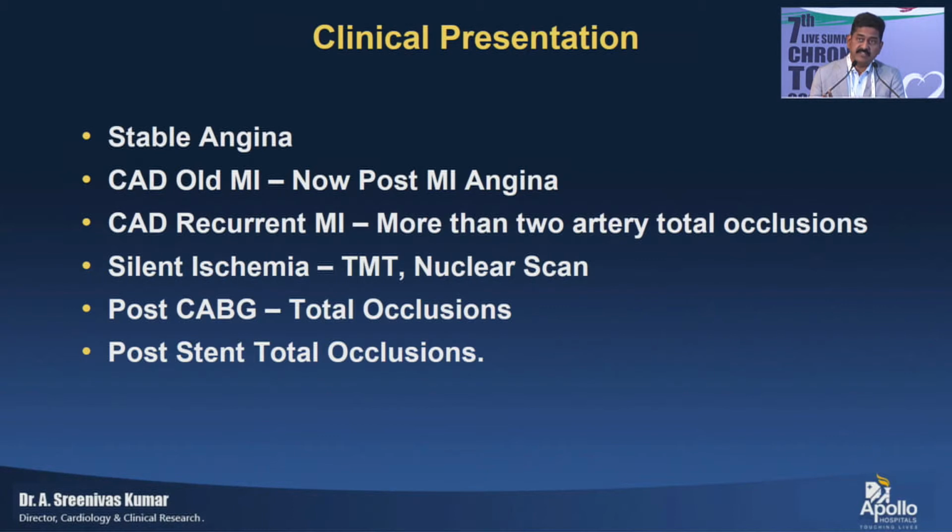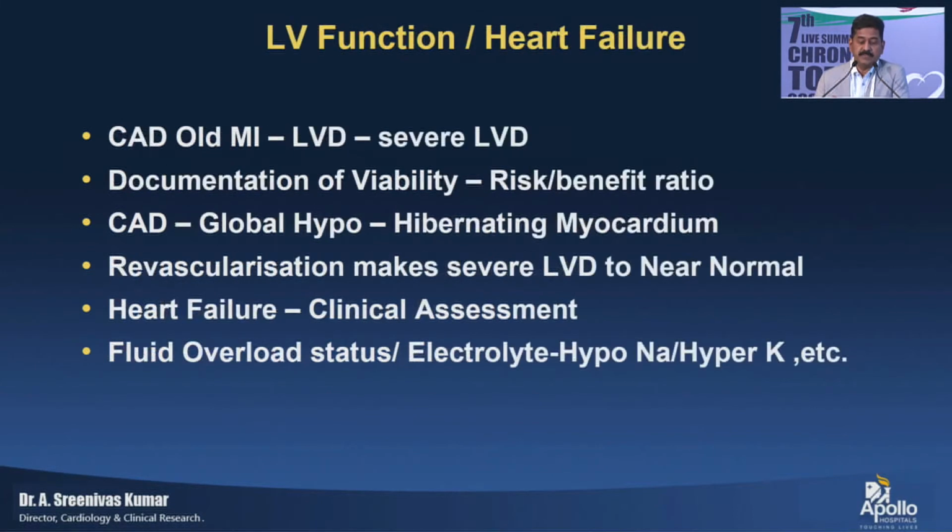And again, for youngsters' sake, I'm telling you, when a post-CABG patient presents to you with total occlusion, or a post-stenting patient, he behaves differently. Once a surgeon touches by hand, with due respect to all surgeons, the heart gets mucked up, arteries get distorted, and you find a lot of troubles in taking these patients. You need to be extremely careful when you're dealing with post-CABG patients. LV function or heart failure is an important crux of the matter to assess these patients.